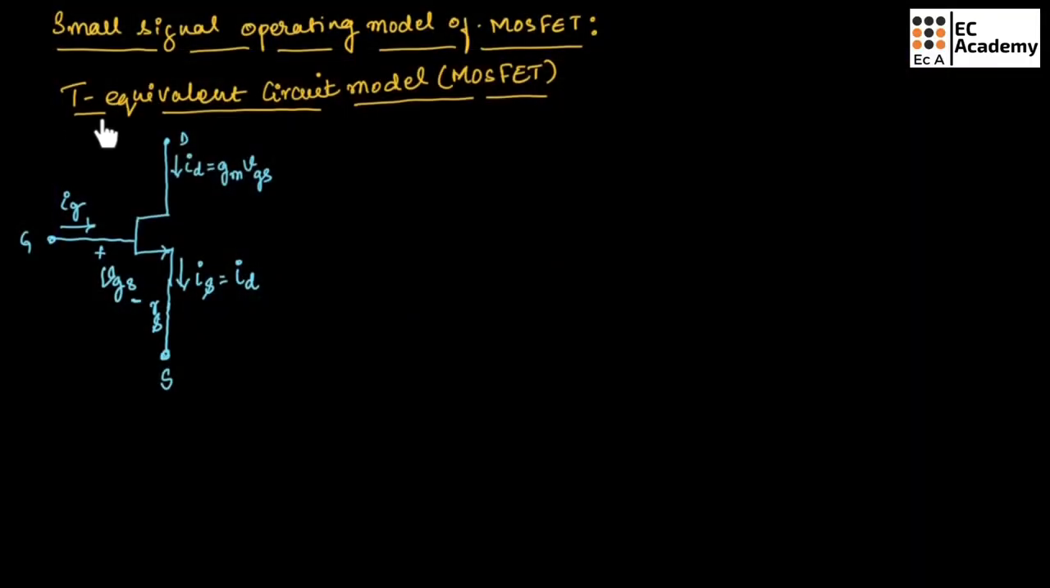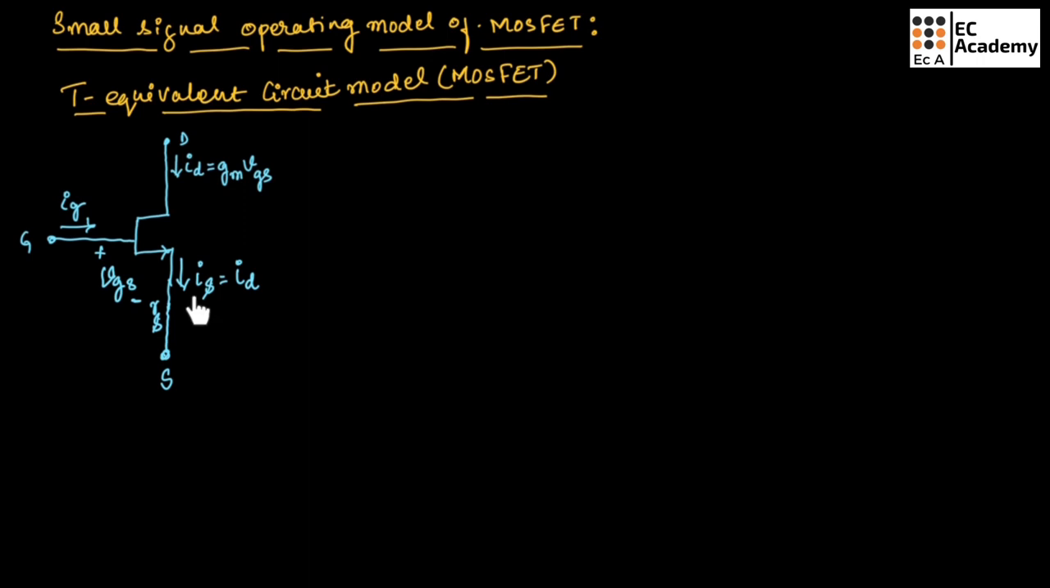In this lecture, let us understand the T equivalent circuit model for MOSFET. To understand the T equivalent circuit for MOSFET, let us consider a MOSFET with different current components. Here, at the drain terminal, we'll be having the drain current, which is ID, that can be given as gm VGS.